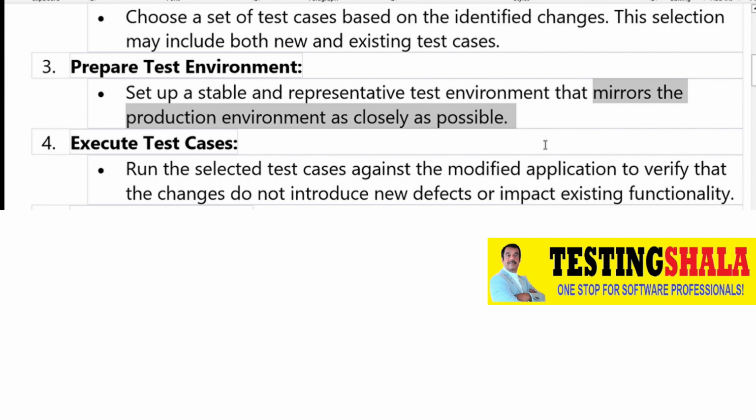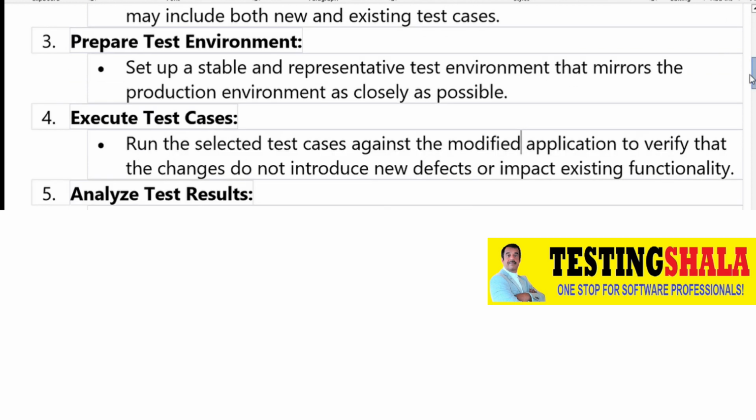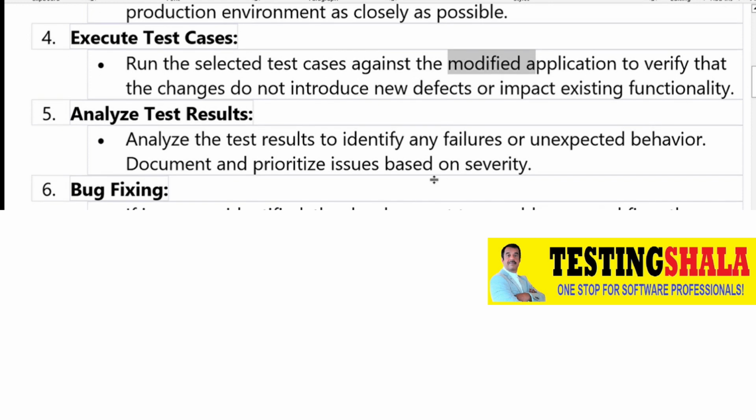The fourth step is to execute the test cases. We have to run the test cases against the modified application. That is the key thing. Once we are able to execute, we will be getting the results as well. In the analysis of those test results, we will be seeing whether a given test case is facing failures or has any unexpected behavior.